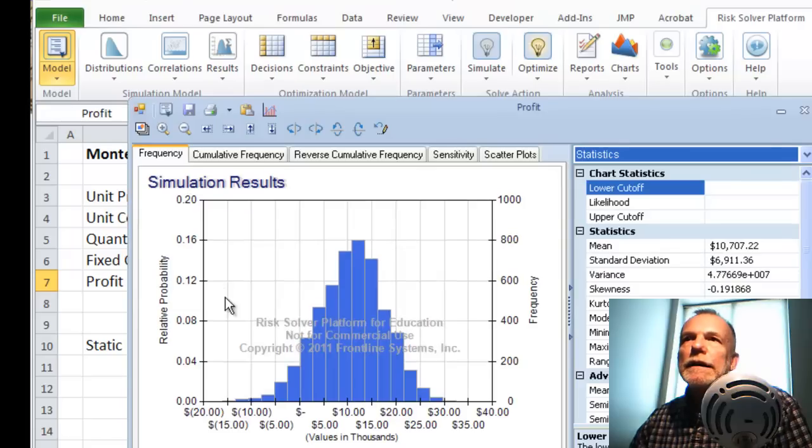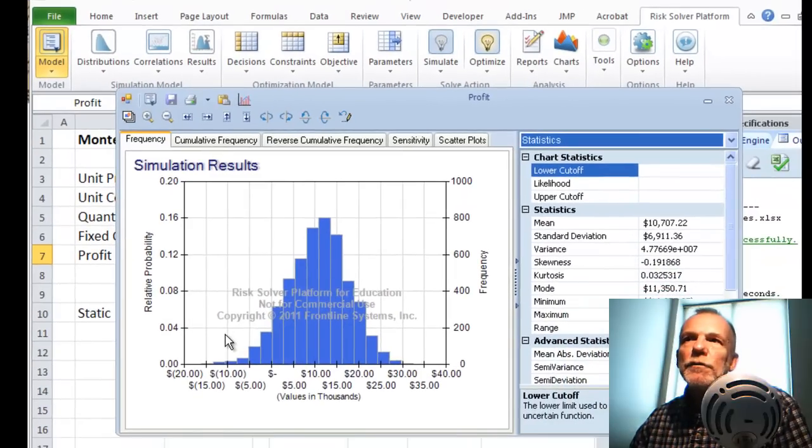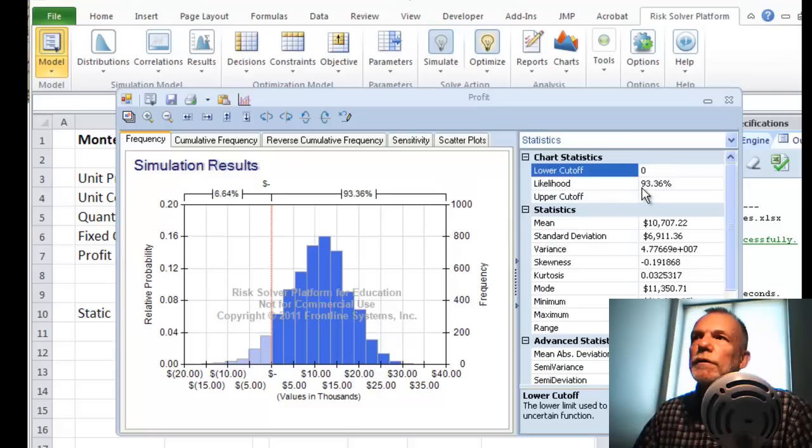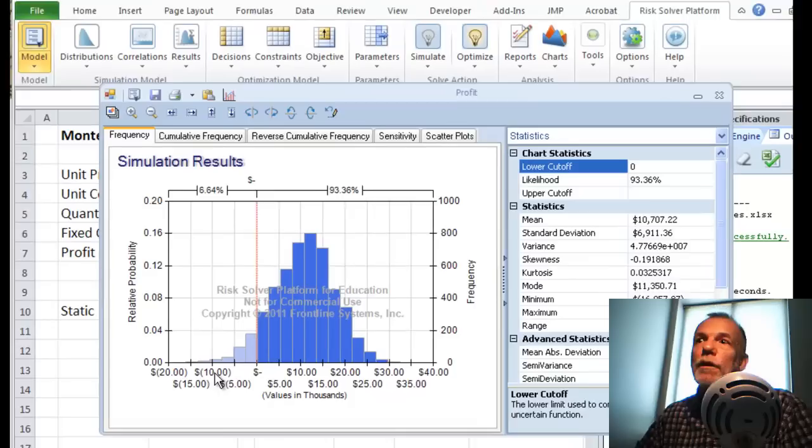If I double click, I get the distribution of those simulation results. And so we can see here that the mean is 10,707.22 after running 5,000 trials. So when I enter this lower cutoff of 0, I can see this percent likelihood of being more than 0 is about 94%, and almost 7% has a probability of being less than 0. So almost a 7% chance that in this analysis we'll have a negative profit.